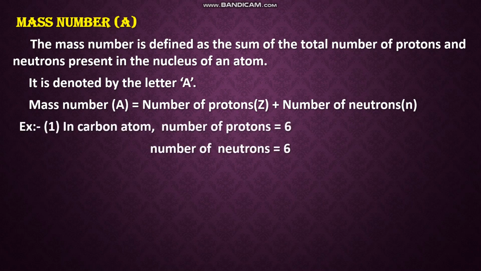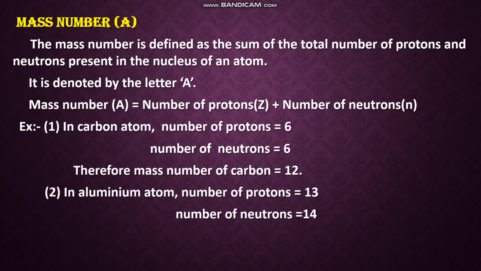Let us see an example. In a carbon atom, there are 6 protons in the nucleus. There are 6 neutrons also. So, what will be its mass number? 6 plus 6 is equal to 12.